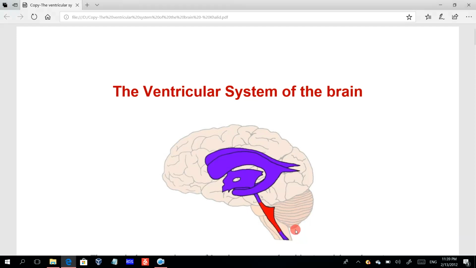Bismillah ar-Rahman ar-Rahim. My lecture today is about the ventricular system of the brain. This picture is a simple picture of the brain, showing the cerebrum, the cerebellum, the pons and medulla oblongata, and above the pons you have the midbrain, of course. And this colored area shows you the ventricular system.